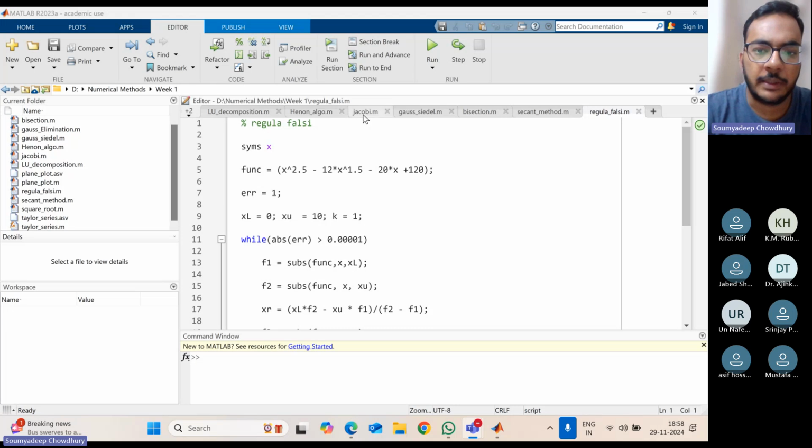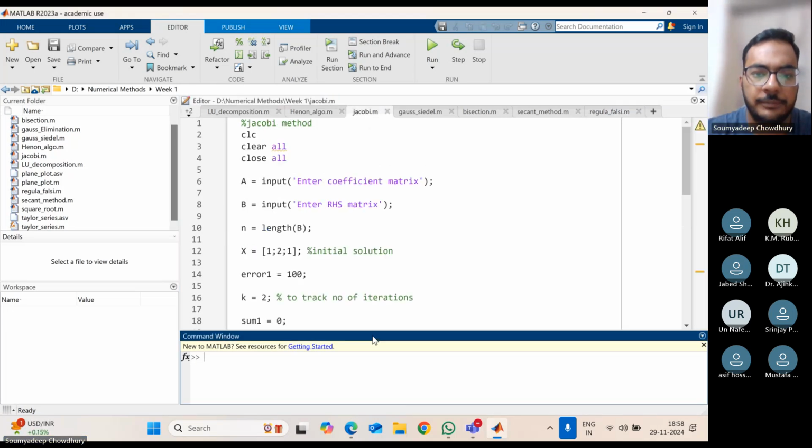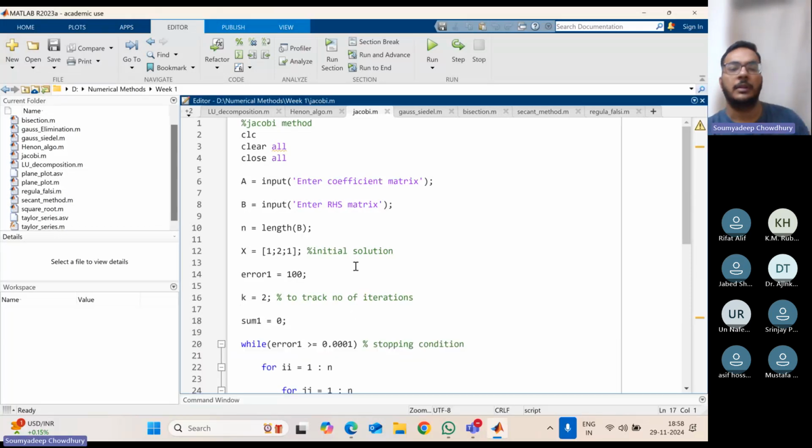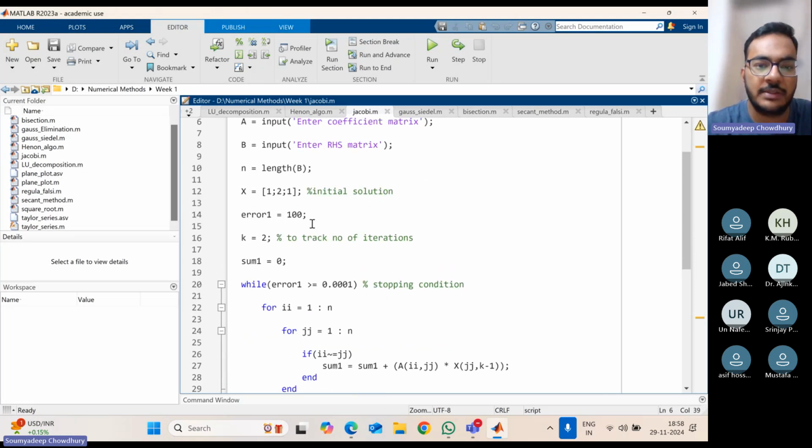So here we'll see the MATLAB code first. You can see here for the Jacobi method, in the 6th line, I have taken the input for the coefficient matrix. 8th line is the input for the RHS matrix. Then we are trying to see how many unknowns are there. That is n equals to length of B. And this is the x value at the 0th iteration level. That is in the 12th line, we have given the initial solution.